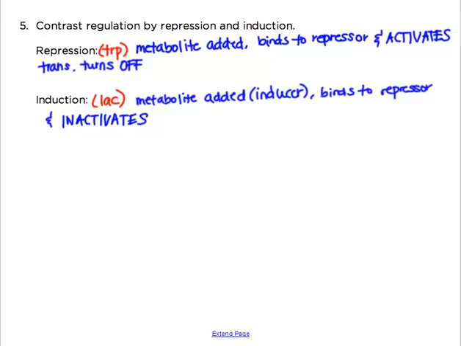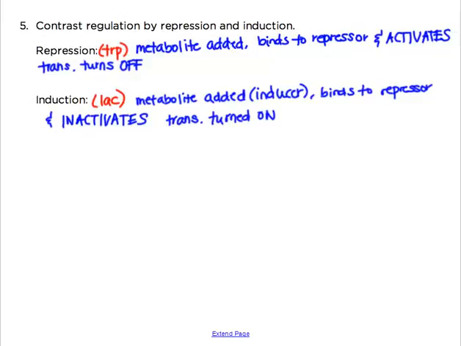So before the metabolite was added, the repressor was active, was bound to the operator, blocking transcription. But now you've added in an inducer, which changed the 3D conformation of the repressor, inactivating it, and transcription now is turned on. Because when a repressor protein is inactivated, it can no longer bind the operator, and RNA polymerase has no roadblock on the operon.